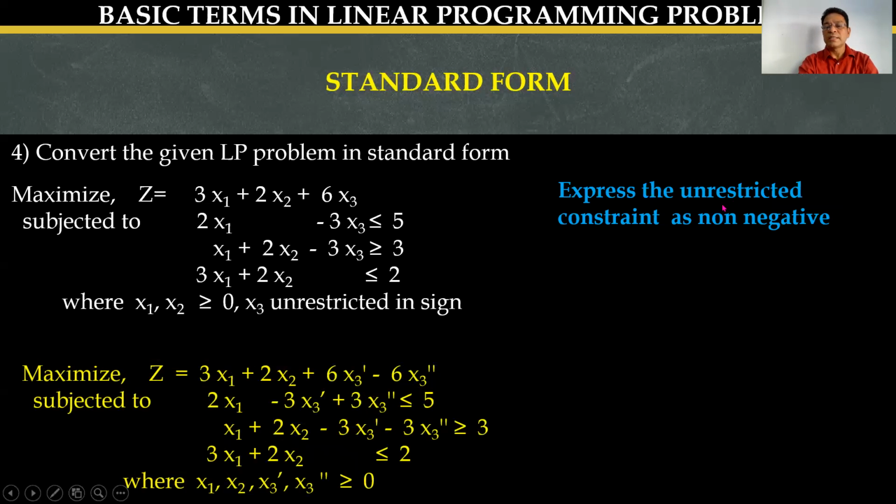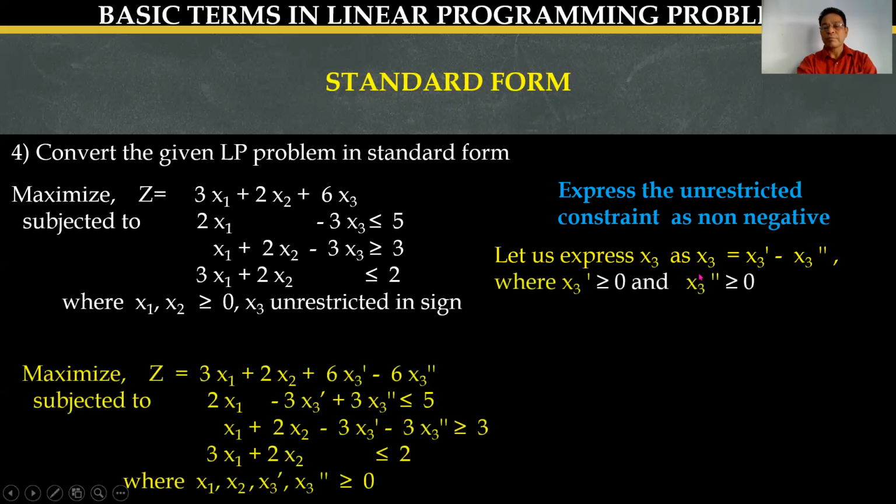We'll express the unrestricted variable using non-negativity. How will we do that? Now x3 is unrestricted in sign, but x3 dash and x3 double dash, the two variables that we are introducing, will be greater than or equal to 0. And we are writing x3 as x3 dash minus x3 double dash, where x3 dash and x3 double dash both will be greater than or equal to 0.